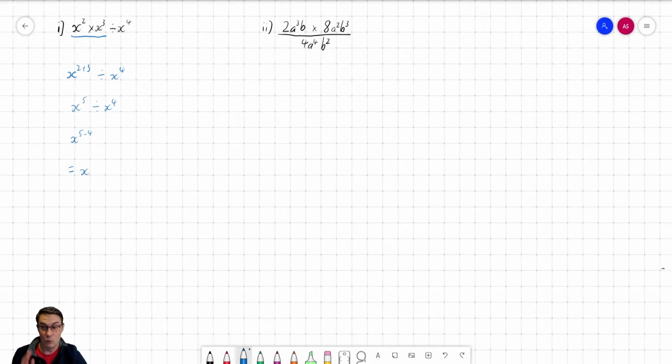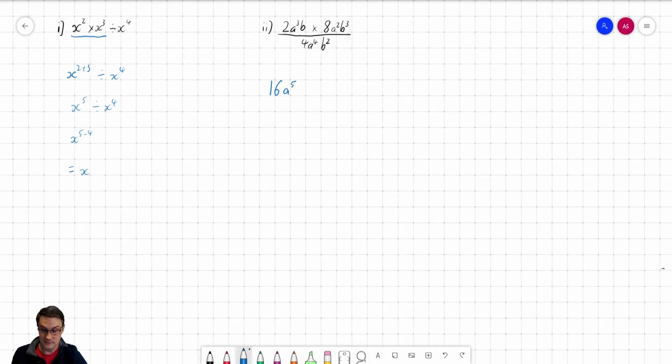So as I do this, one aspect at a time, I'm going to deal with the numbers first. So 2 times 8, that's going to give me 16. Then I've got the letters to deal with. So I'm going to deal with the a. So I've got a to the power of 3 times a to the power of 2. Because it's times, I need to add the powers together. So this is going to give me a to the power of 5.